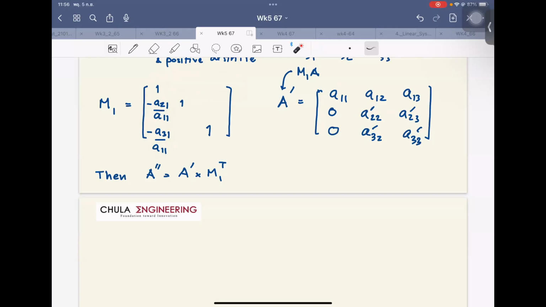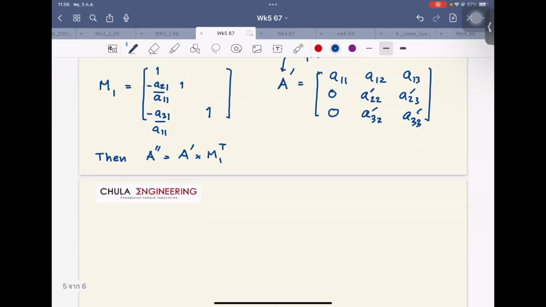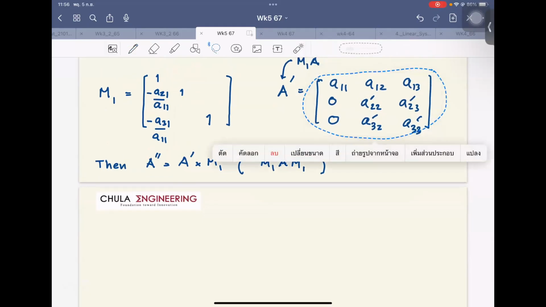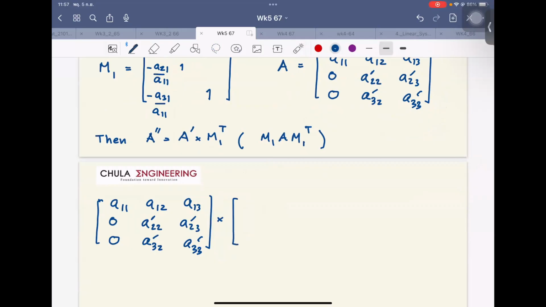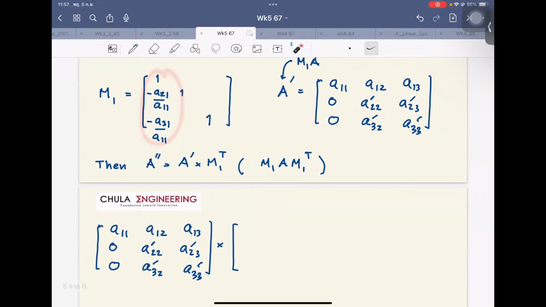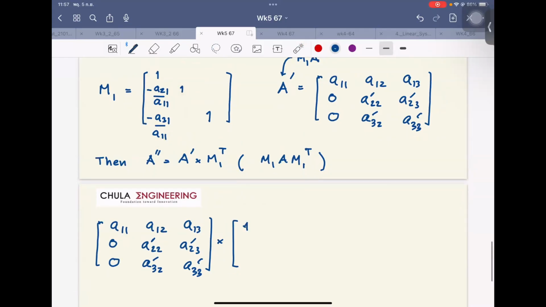Okay. So actually M1 A M1 transpose. So I copy this. Okay, and then multiply with, and now the first column here will be the first row. 1, minus A21 over A11, minus A31 over A11. Now the blank means 0. Blank means 0.